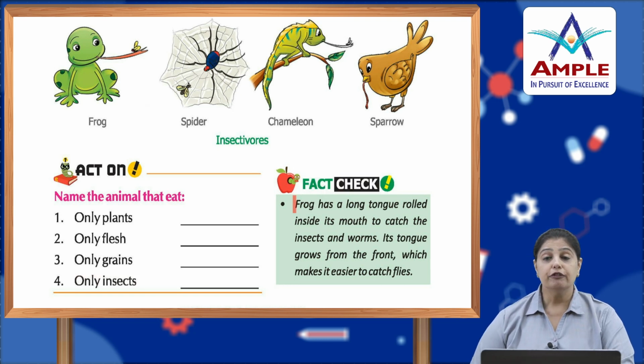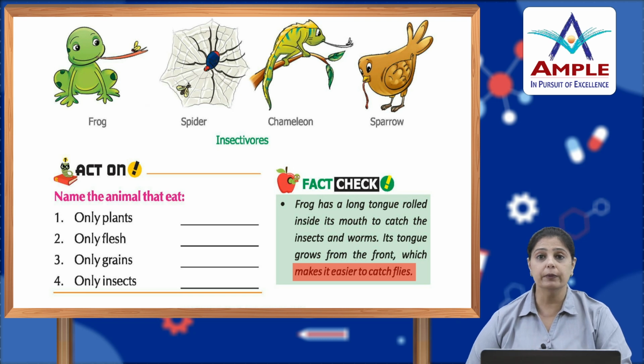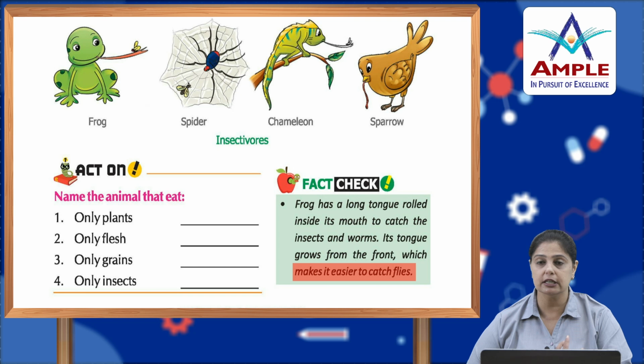Fact check. A frog has a long tongue rolled inside its mouth to catch insects and worms. Its tongue grows from the front, which makes it easier to catch flies. So, it has a long tongue rolled inside the mouth, and whenever it sees an insect, the tongue comes out and it just gulps in the insect.